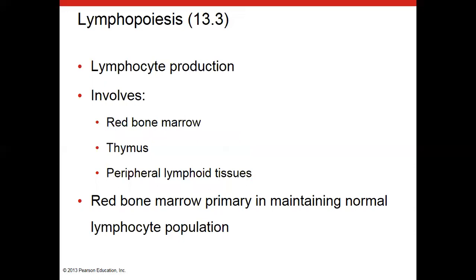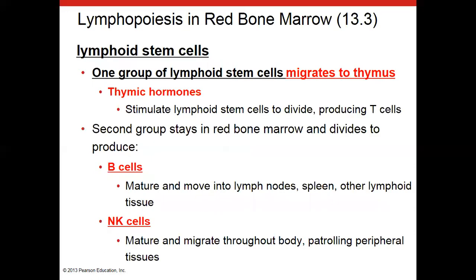Red bone marrow is basically the major site of normal lymphocyte production. We'll talk about that here briefly. But there's a set of lymphoid stem cells that can become any type of lymphocyte. So the lymphoid stem cells will become a T cell or a B cell. It just depends on some signals that they receive in the body. One group of the lymphoid stem cells leaves bone marrow and heads to the thymus, where thymic hormones get produced and basically tell the lymphoid stem cell to become a T cell.